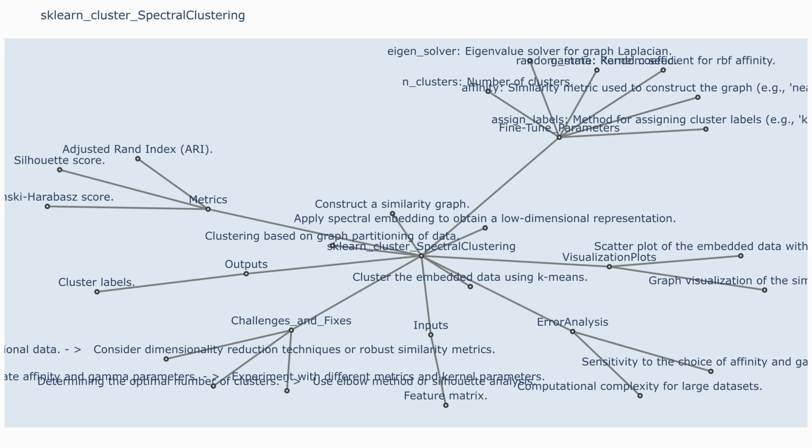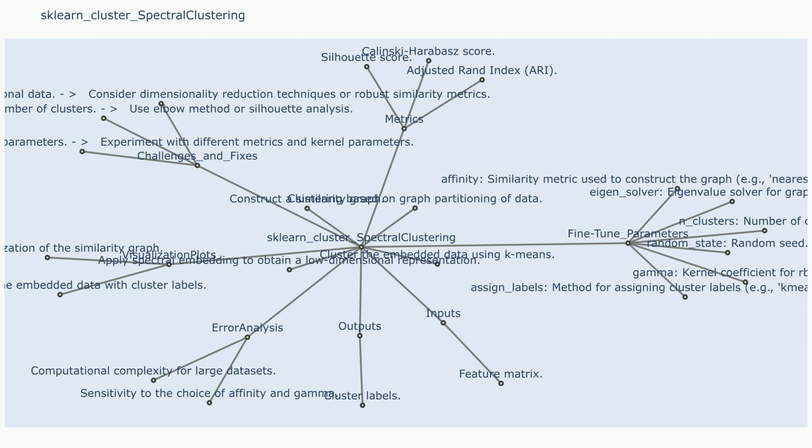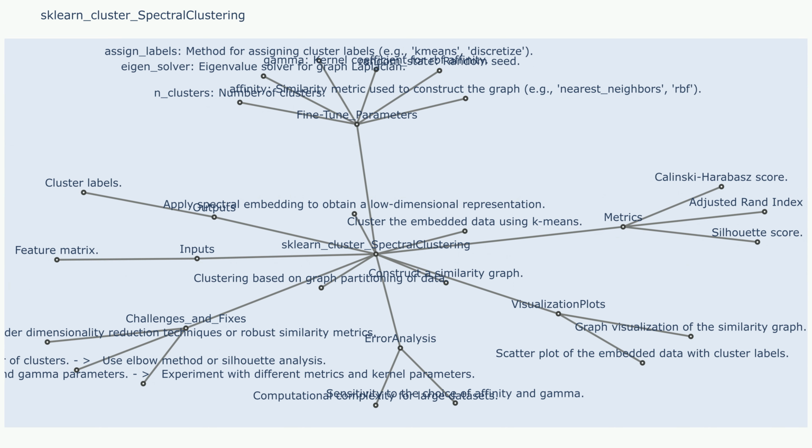sklearn.cluster.SpectralClustering. Description. Spectral clustering is a clustering algorithm that uses the eigenvalues and eigenvectors of a Laplacian matrix of a similarity graph to perform clustering. It is particularly useful when the data is nonlinear and has complex structures, as it can effectively identify clusters that are not easily separable by traditional methods.